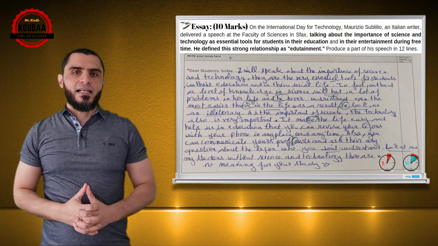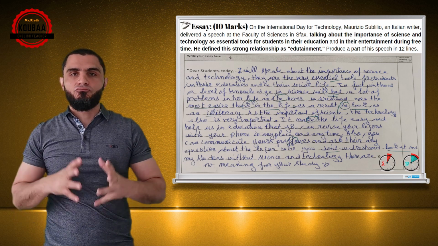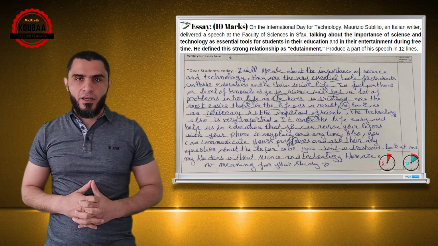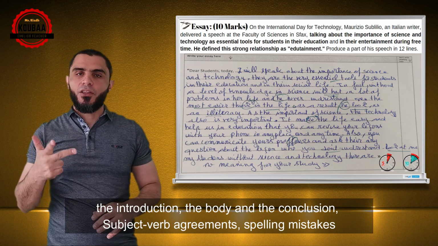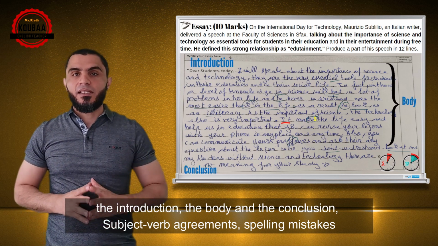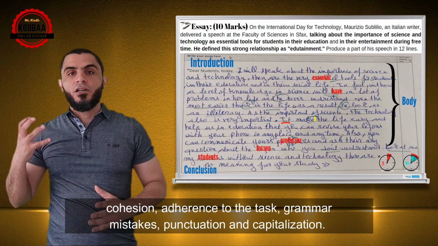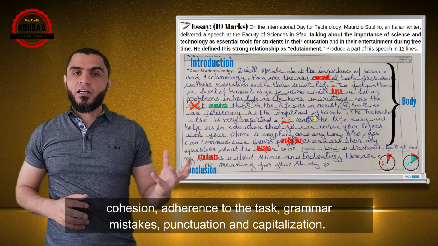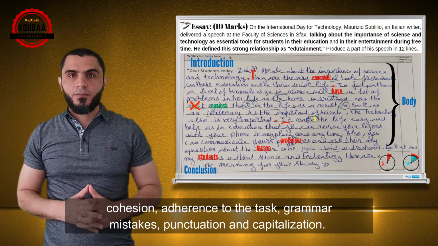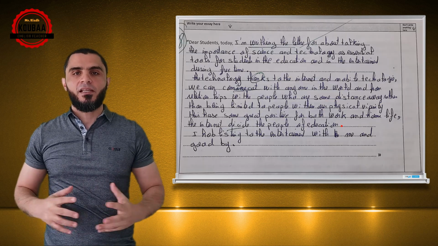But some of you might ask, what elements should I proofread? The answer is very easy. Let's check these elements together. The introduction, the body, and the conclusion, subject-verb agreements, spelling mistakes, cohesion, adherence to the task, grammar mistakes, punctuation, and capitalization. This leads me to my next point and to the next mistake.